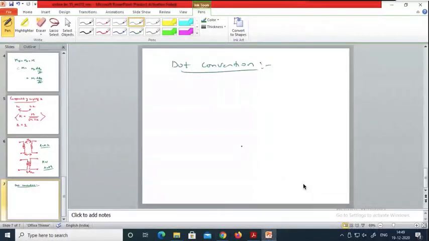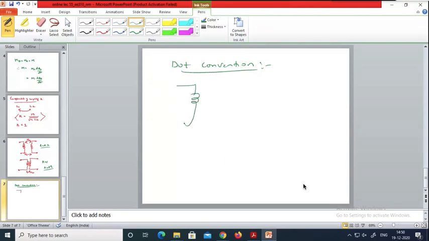So dot convention is used to find the relative polarities of the voltages due to mutual inductance with respect to the voltages of self-inductance in the coupled coils. I repeat, dot convention is used to find the relative polarities of the voltages due to mutual inductance with respect to the voltages of the self-inductance in the coupled coils.